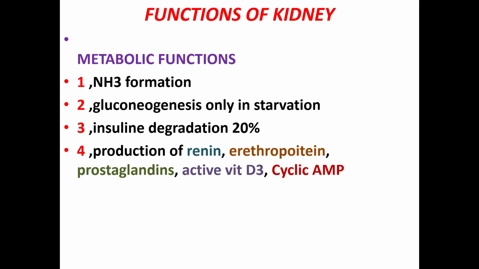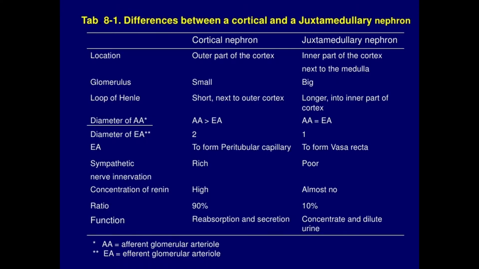not there. That's why calcium is not reabsorbed properly from your intestine, leading to hypocalcemia. And the patient has multiple fractures, pathological fractures, in the case of renal disease. Then the cyclic AMP. All these are the metabolic functions of the kidney we will see in detail in the coming lectures. Then here is a slide on the difference between the cortical and juxtamedullary nephrons.